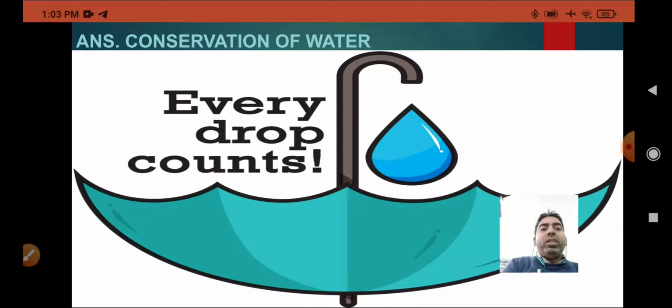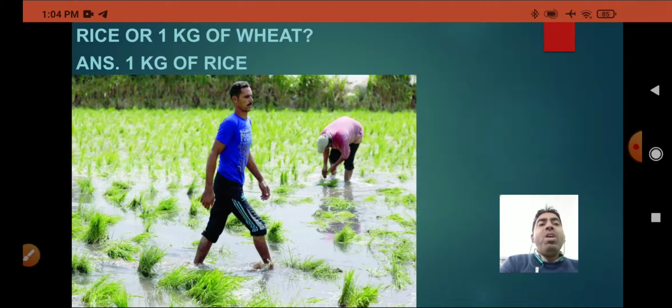We use water everywhere, every time, from morning to night. The products prepared in industry also need a lot of water in their preparation. You are using water since the morning till night: for washing your clothes, for utensils, for cooking, and for drinking. Everywhere water is utilized. So the answer to the third question, what is the main purpose of rain harvesting, is conservation of water.